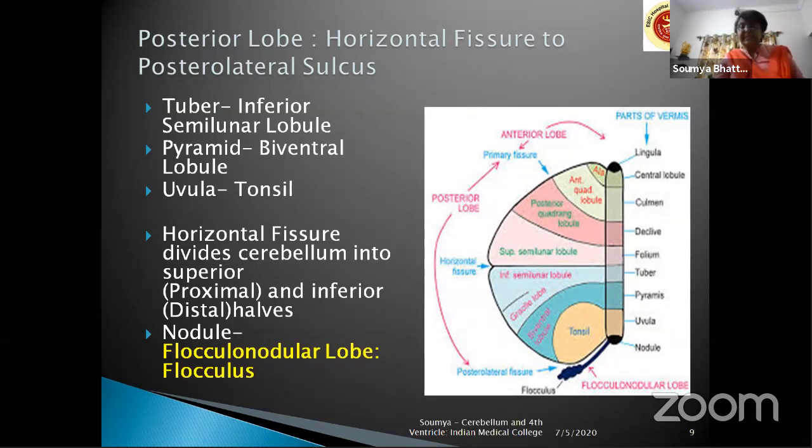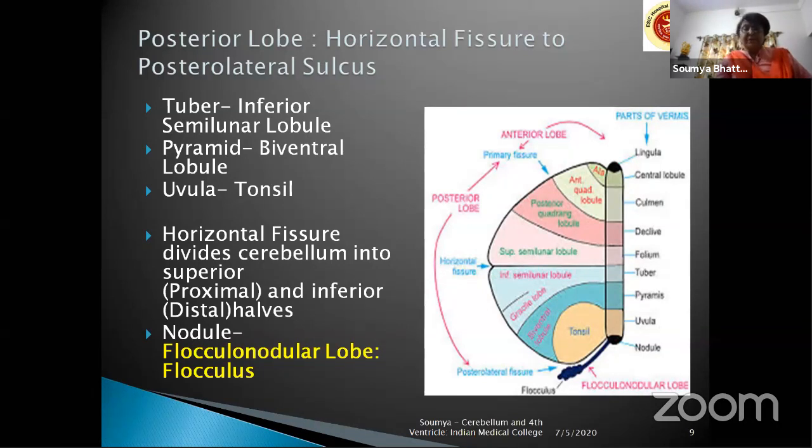Now, you can see the horizontal fissure. Just adjacent to the horizontal fissure, the cerebellar hemispherical part is the inferior semilunar lobule, and the corresponding part on the vermis is the tuber. Below it is the pyramid, which has the biventral lobule, and then uvula, which has the tonsil. And then we have the posterolateral fissure.